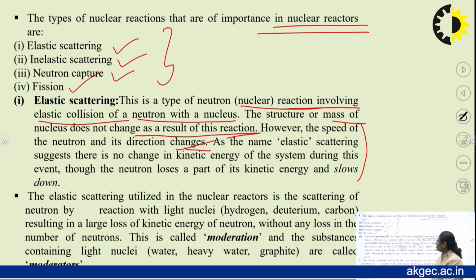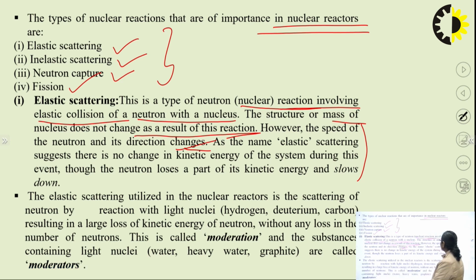As a result of the elastic scattering, the speed of the neutron involved in the process changes and the direction as well. As the name suggests, elastic scattering means there is no change in the kinetic energy of the system during this event, though the neutron loses a part of its kinetic energy and slows down.